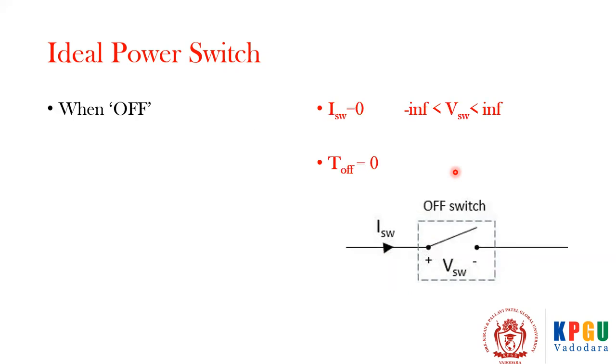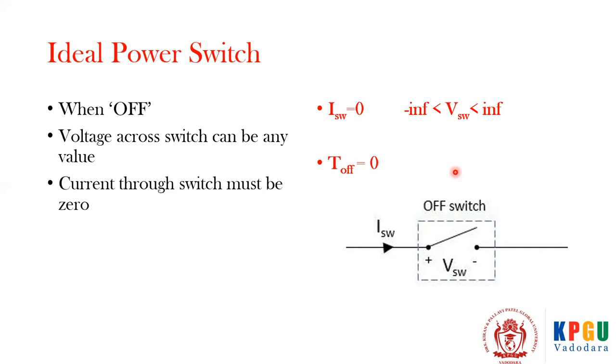Similarly, when you want to turn off, the requirements are the other way around. The current should be zero, and the voltage across it can be any amount, that is, an infinite value. This is called blocking capacity. When it is in the off state, it should be able to withstand a very large voltage, and at the same time there should not be any current through it. Once again, the current through the switch must be zero. The switch can be turned off instantly, so T off time also should be zero.